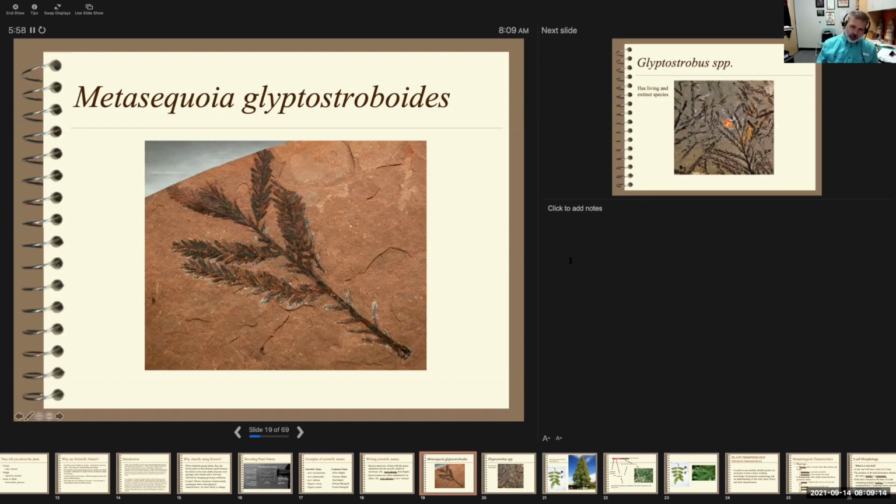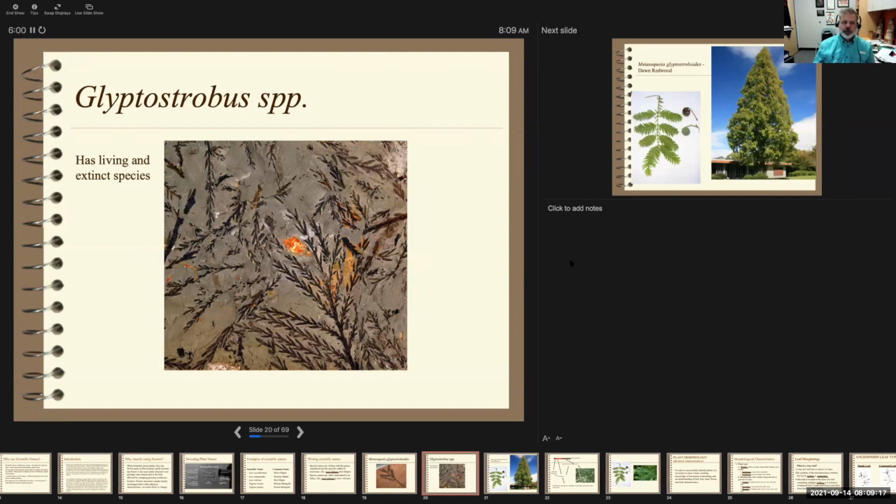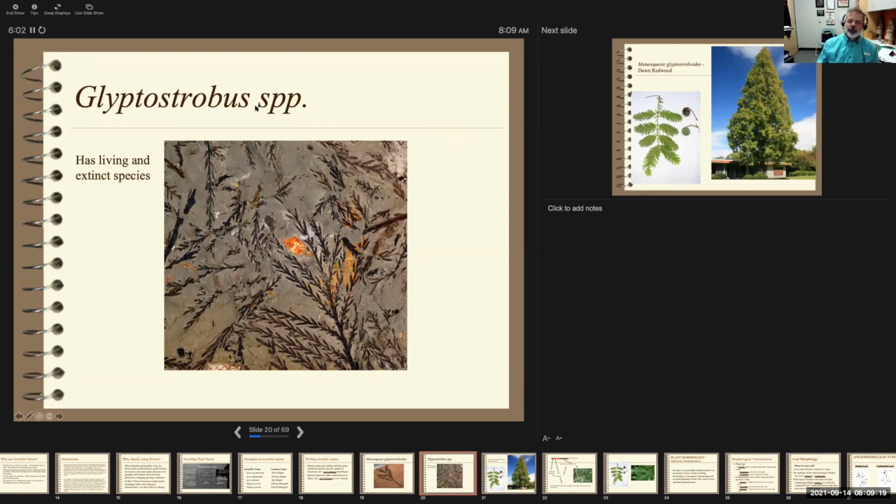glyptostroboides. So let me tell you about another plant, a completely different plant, and it is called Glyptostrobus. And Glyptostrobus always has had fossils that we find of Glyptostrobus, but also living representations. And so it has living and extinct species within this genus Glyptostrobus. And it is a deciduous conifer. It is a gymnosperm that actually loses its needles, unlike what we're familiar with in pine trees.